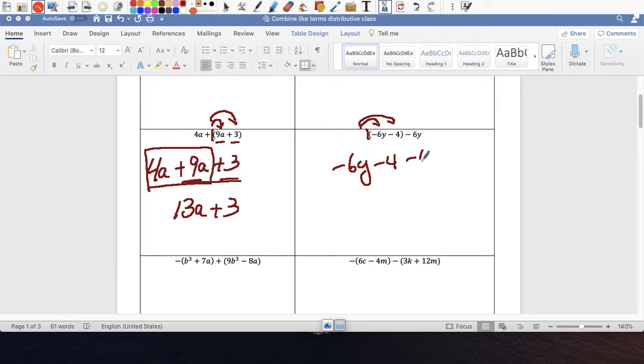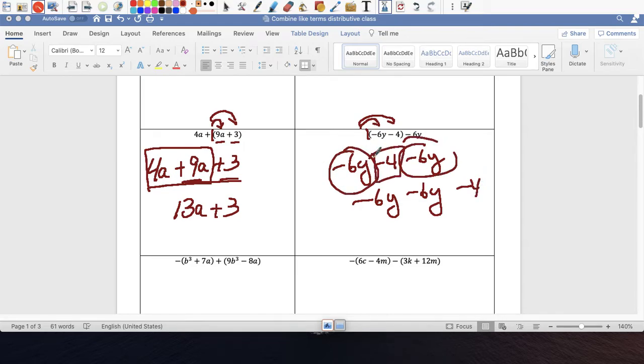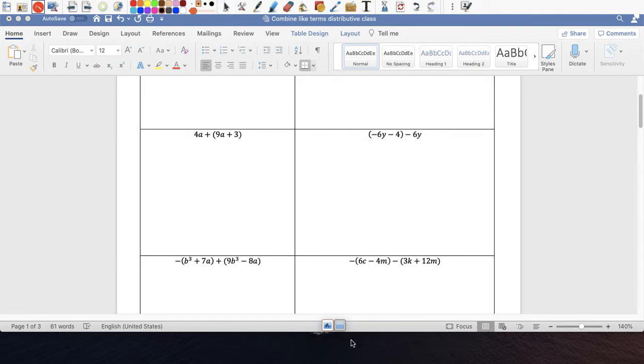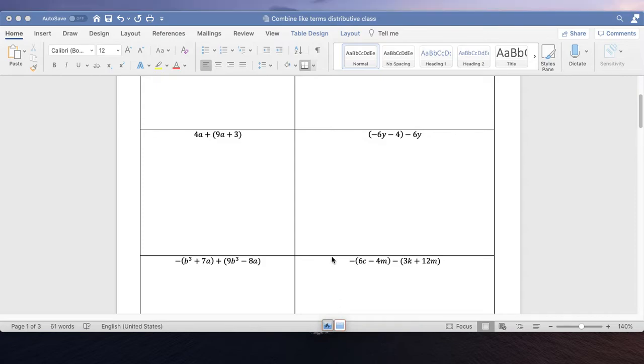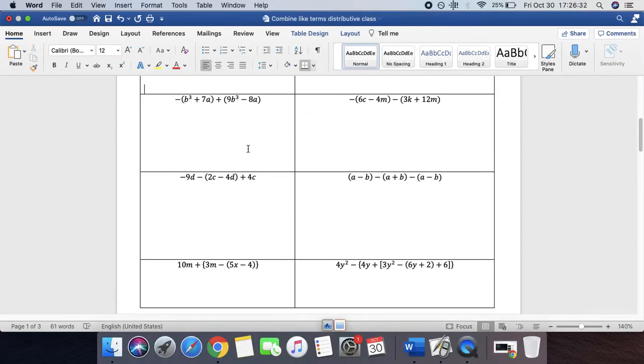And then minus 6y. Combine like terms. Let's move the like terms next to each other. Right, so I move this and this side by side, and then minus 4 went to the end. Negative 6 minus 6 is negative 12y minus 4. Erase. Okay, so let me just move this down a little bit.